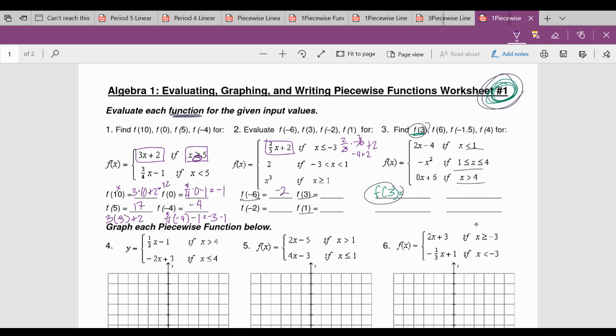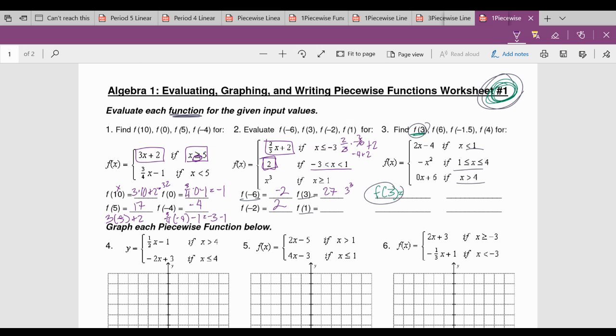For f of 3, where is 3 in the domain? That's going to be when x is greater than or equal to 1. So I'm going to have to do 3 cubed, which is 3 times 3, which is 9, times 3 is 27. F of negative 2, negative 2 is in the domain between negative 3 and 1, and no matter what, f of x is equal to 2 in that domain.